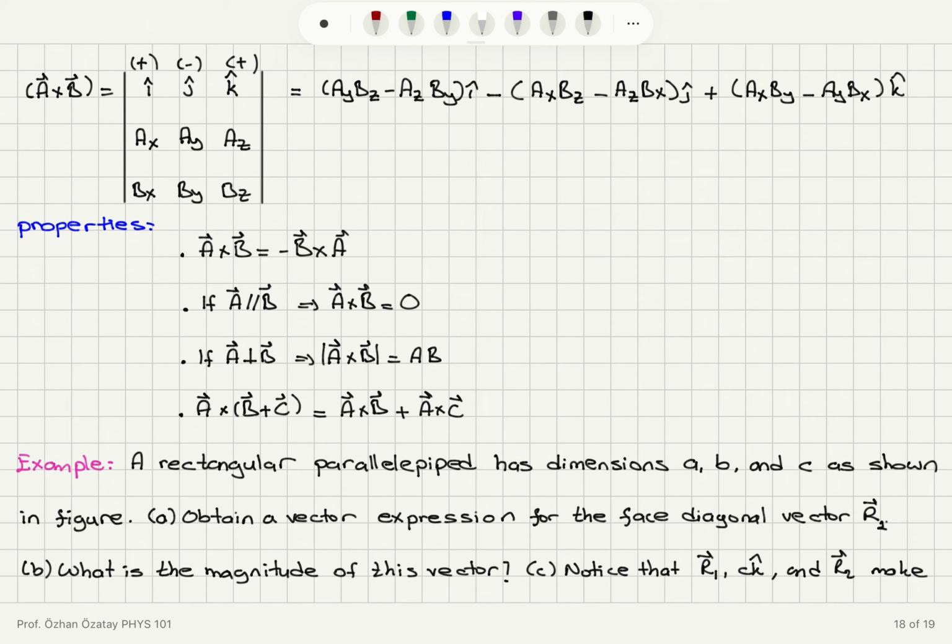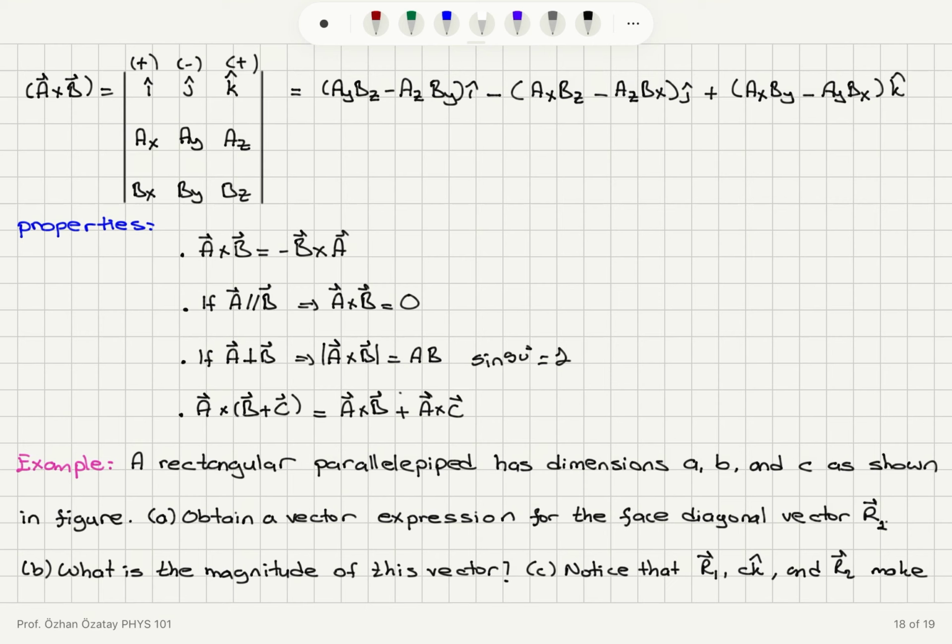If two vectors are parallel, because sine 0 is 0, their cross product will be 0. If they are perpendicular to each other, the magnitude of A cross B will be AB, because sine 90 is 1. And if we take the cross product A cross (B plus C), there's a distributive property of the cross product over addition: A cross B vector added to A cross C vector.